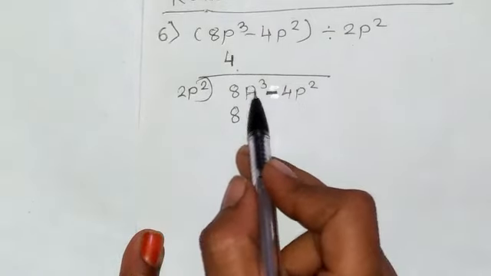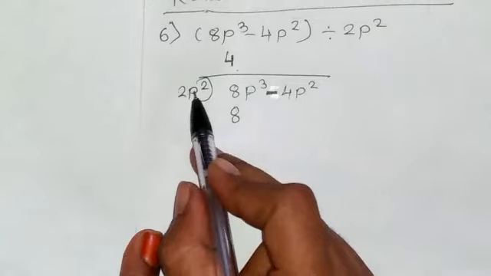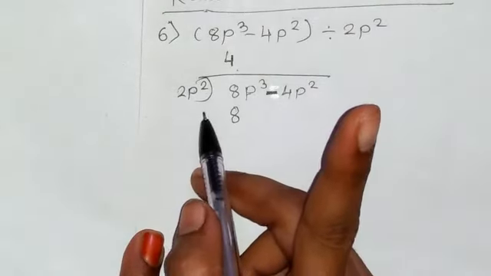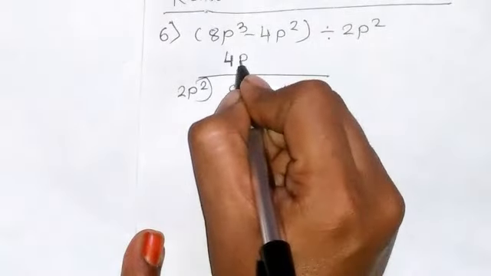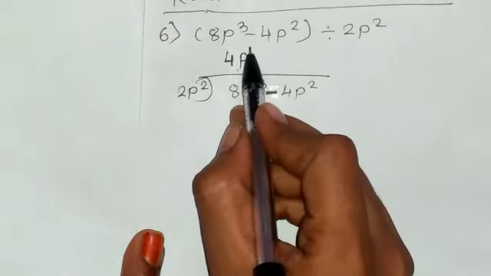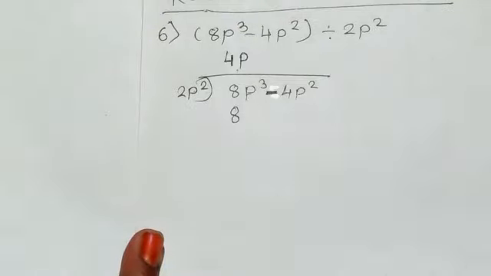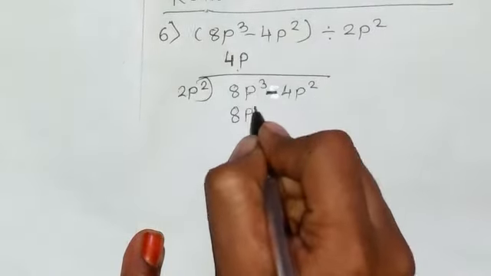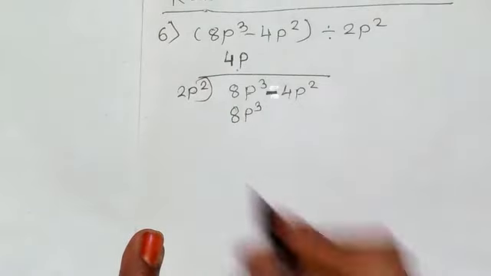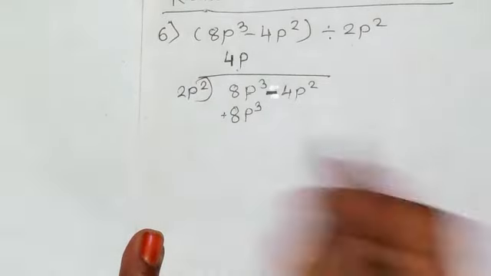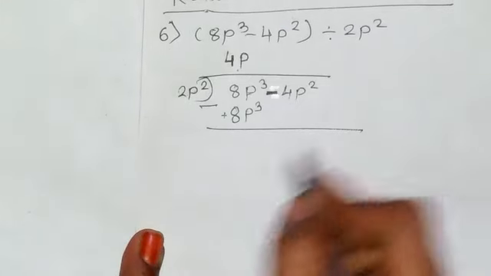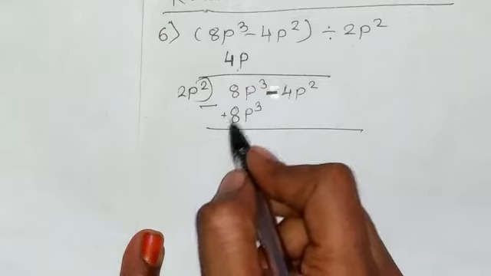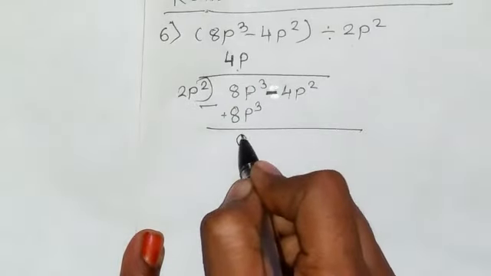P square is here and here will be p raised to 3. It means p square we have to make p raised to 3, so we have to add one more p. So we are going to write only a single p. The index number is not given, it means 1 will be there. So p square multiplied by p, the answer will be p raised to 3. It has the plus symbol, so we have to subtract. Then 8p raised to 3 minus 8p raised to 3, the answer will be 0.